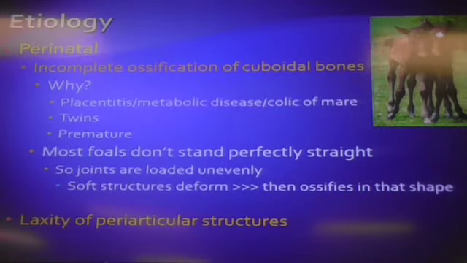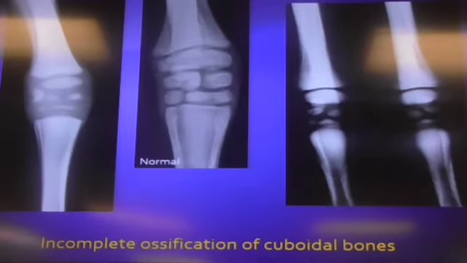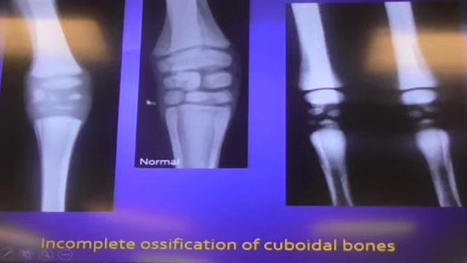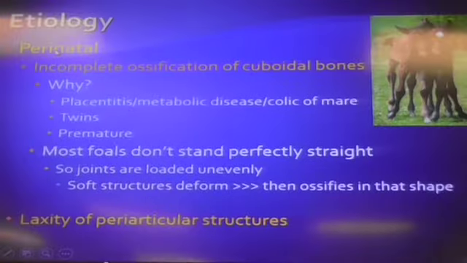Perinatal means around birth. Other things that can happen at the very young age of a foal include incomplete ossification of cuboidal bones. I'm going to quickly go to the next slide and come back to it. Cuboidal bones are these. We're looking at a carpus in a baby foal. Here's your growth plate, and these are your joints. See all these squares? This is what normal looks like. Look at this. Where are those squares? They're not there yet, because what are they before they turn to bone? Cartilage. Okay, let's go back to the slide.